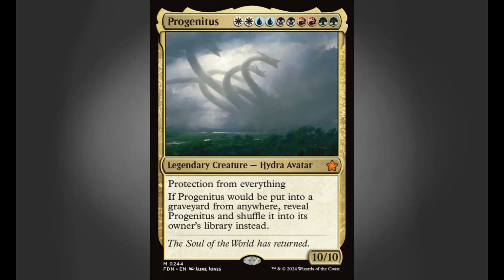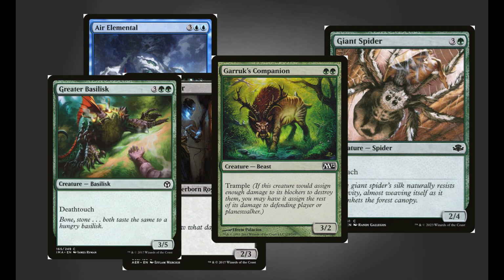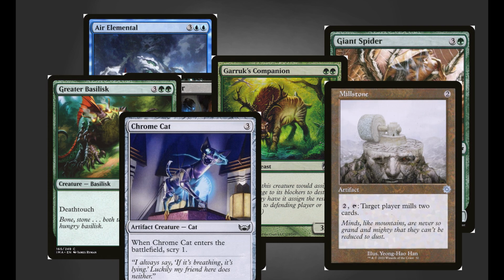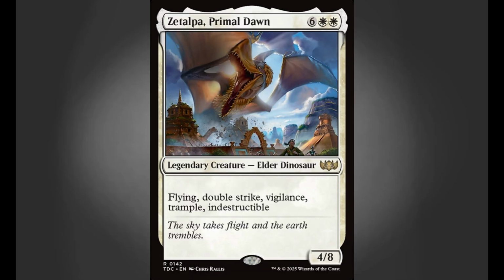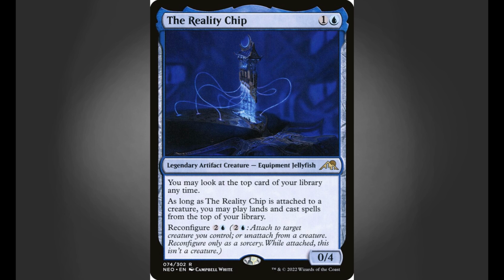Indestructible, protection, flying, reach, menace, trample, deathtouch, mill, scry. There are so many words on Magic cards, and unfortunately, not all of them will have rules text explaining the interactions. In the previous video in the series, I explained what a card looks like, as well as the card types and how a turn is structured.